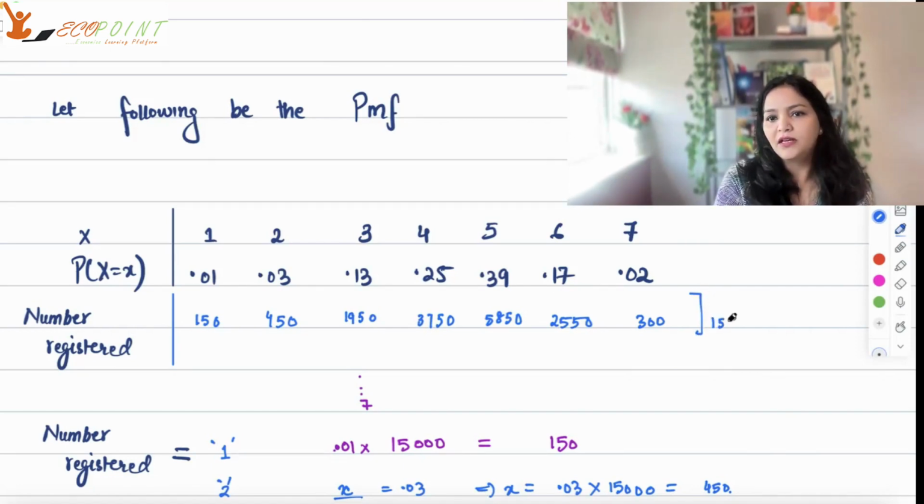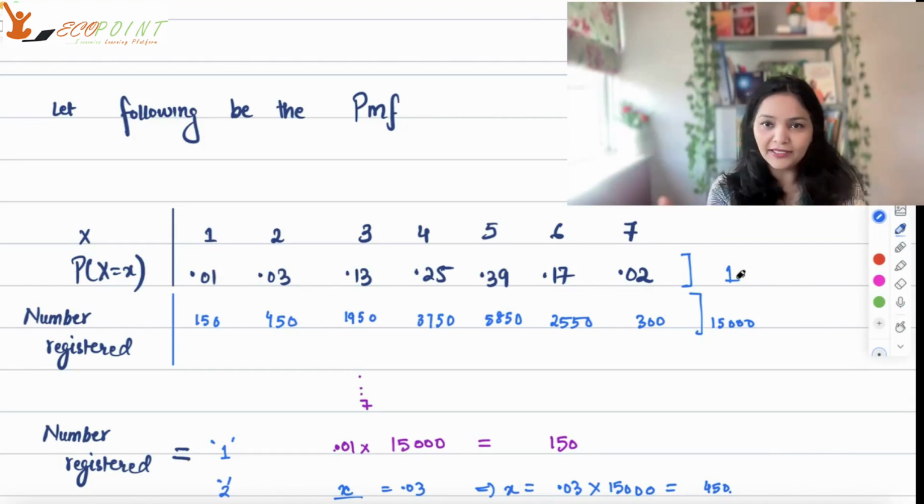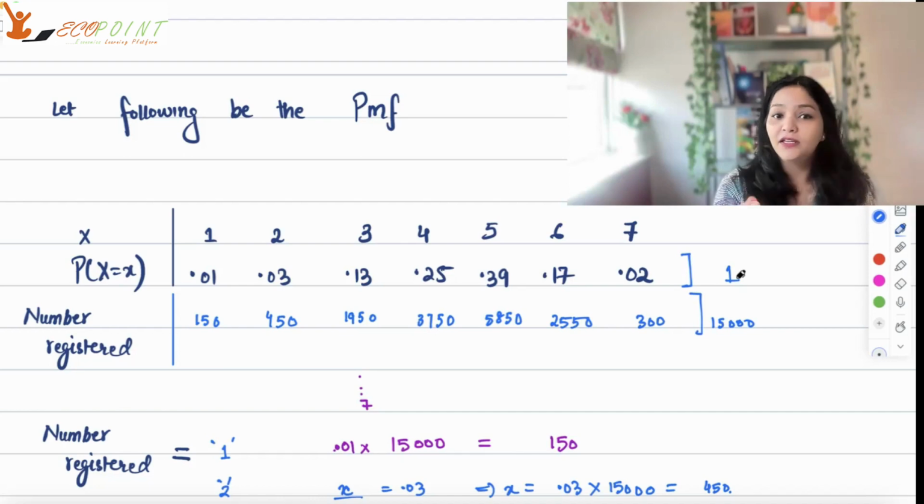Okay, and this will give you a total of 15,000 students, and this will give you a total of 1. It's one and the same thing, actually, of course, because that is just the probability. So if you add it up, it will give you 15,000 upon 15,000. That is 1. Okay. In terms of proportion, if you will see.